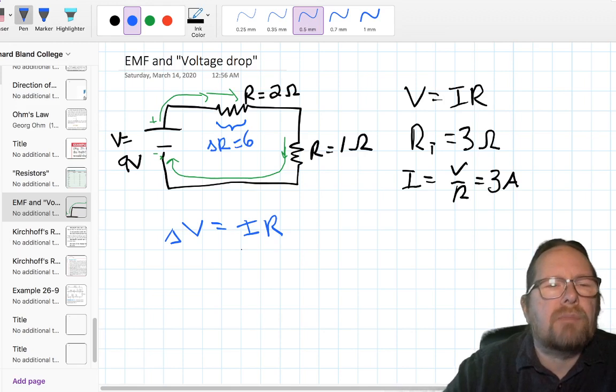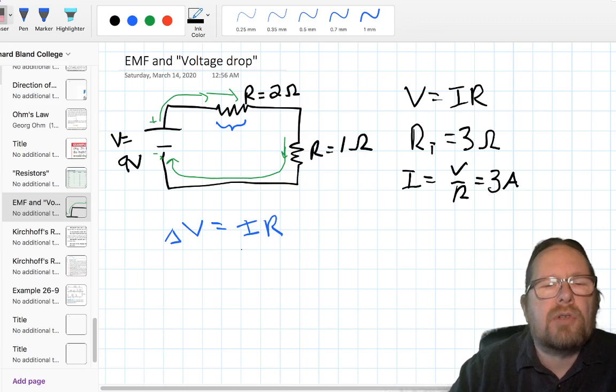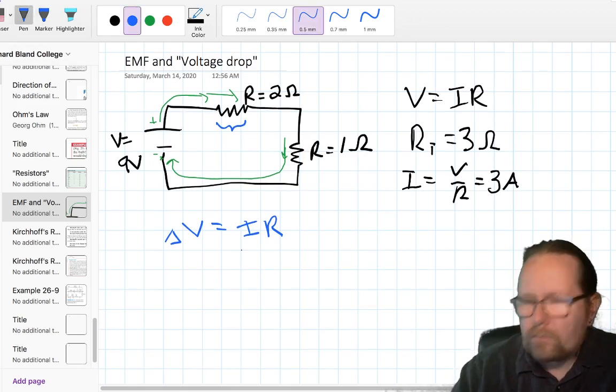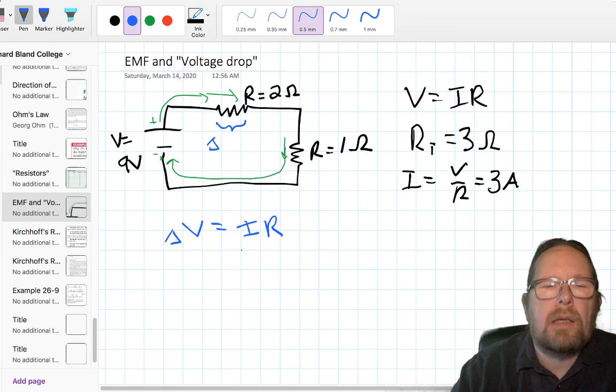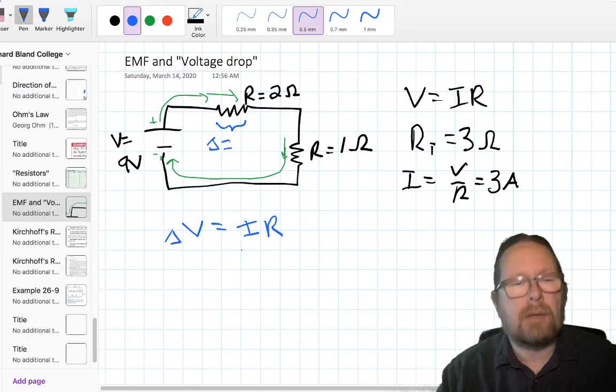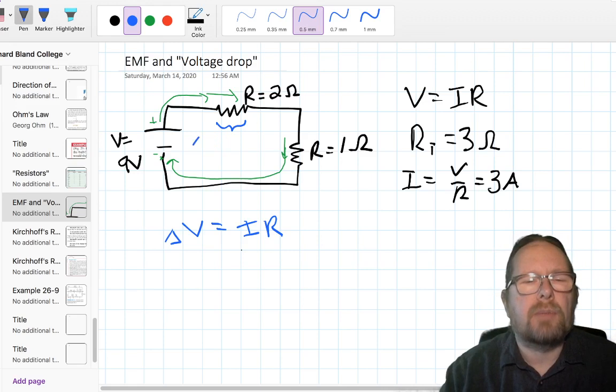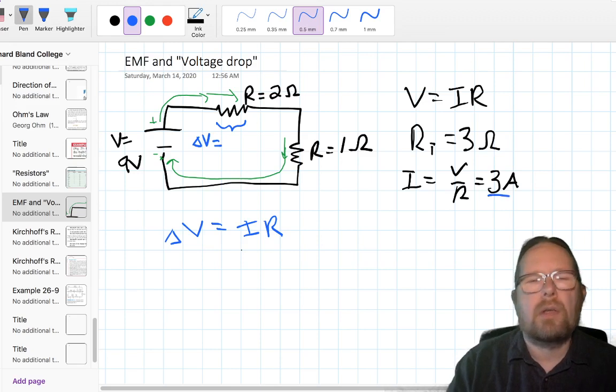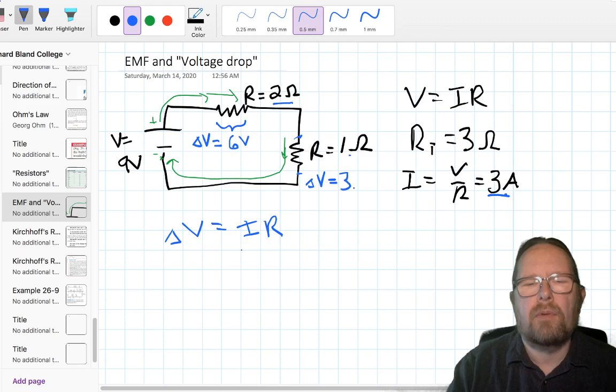Sorry, I said one thing and wrote the other. Let me write that again. There's a potential drop across this resistor of delta V equals IR, which is 3 amps times 2 ohms, or 6 volts. Across this resistor, there's a voltage drop equal to IR, 1 ohm times 3 amps, or 3 volts.